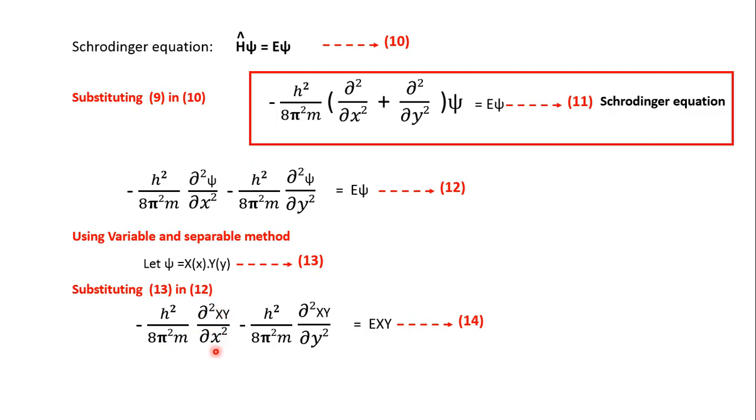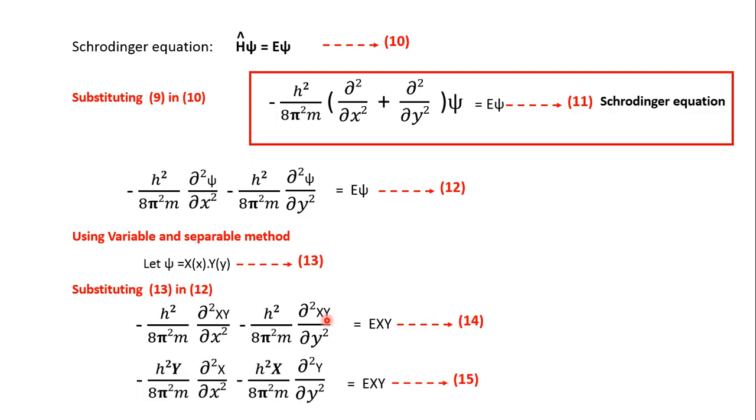this differentiation with respect to x, and so capital Y will remain as a constant, it can be taken out. If you look at the second term, the differentiation with respect to y, and capital X will be a constant, you can take it out. Doing this we get minus h square Y is a constant by 8 pi square m del square X by del a square minus h square X is a constant by 8 pi square m del square Y by del a square equal to E XY.